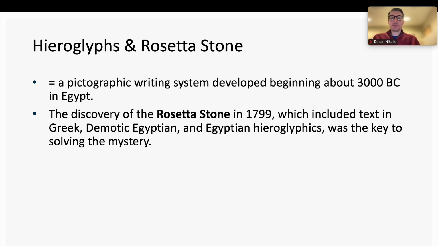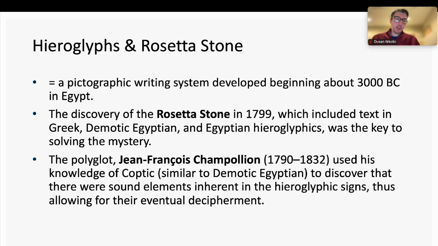The discovery of the Rosetta Stone in 1799, which included text in Greek, Demotic, and Egyptian hieroglyphics, was the key to solving the mystery. The polyglot Jean-François Champollion used his knowledge of Coptic, similar to Demotic Egyptian, to discover that there were sound elements inherent in the hieroglyphic signs, thus allowing for their eventual decipherment.